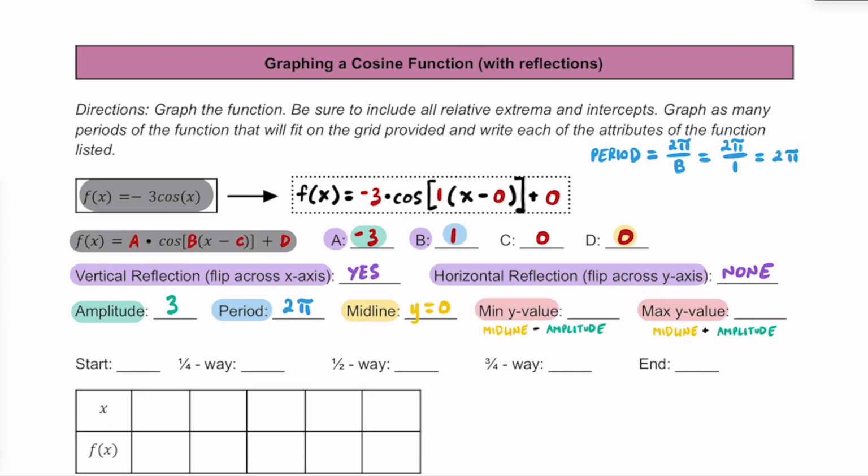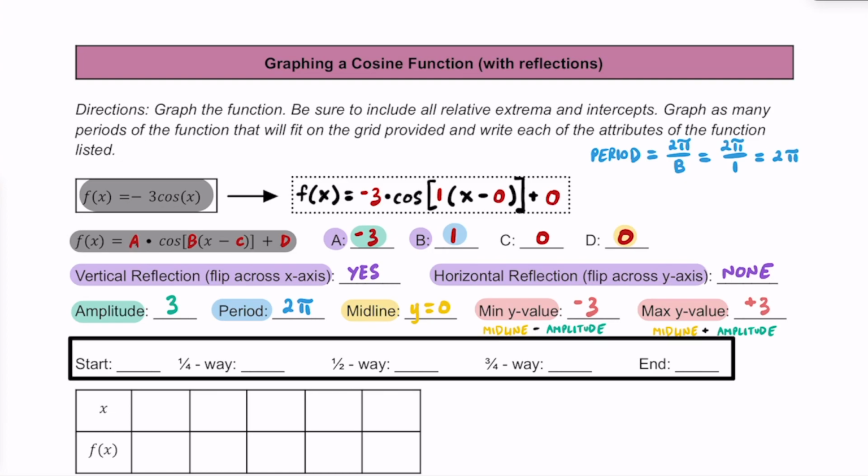The minimum y value for this function is going to be the midline, or 0. Go ahead and take away the amplitude of 3, so 0 minus 3 is going to be -3. That's the minimum y value. And then for the maximum y value, we'll take our midline and go ahead and add the amplitude, so 0 plus 3 is going to be +3. That's our maximum y value.